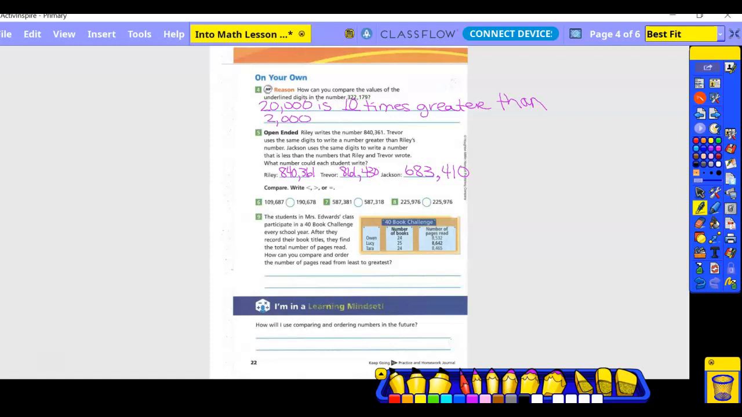Number 6. 109,687 and 190,678. Do those have the same number of place values? Yes, there are 6 numbers in each, which pushes us to 100,000. In the 100,000 spot, is there a 1 in both? Yes, so we're going to mark those off. Is it the same number in the 10,000 spot? No. We have a 0 and we have a 9. So 109,687 is less than 190,678.